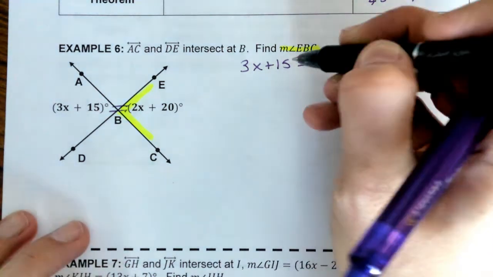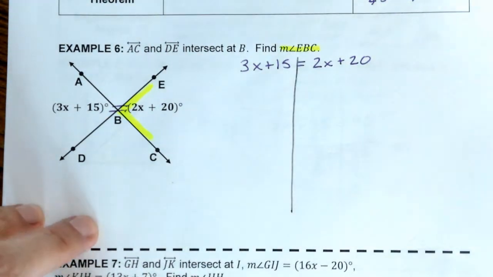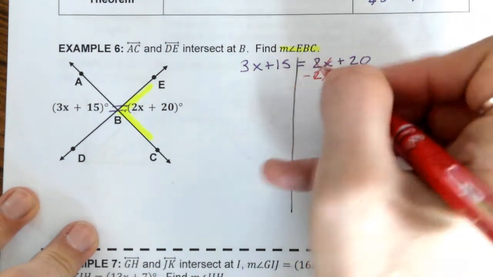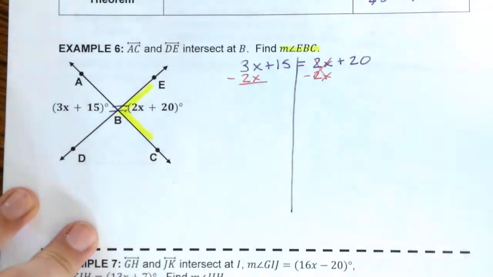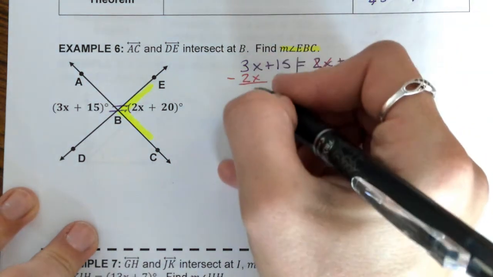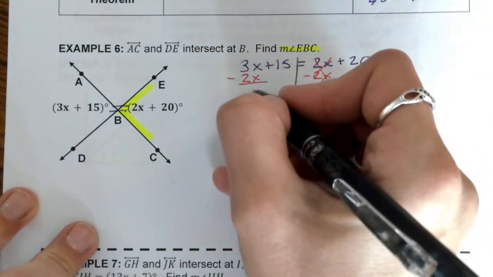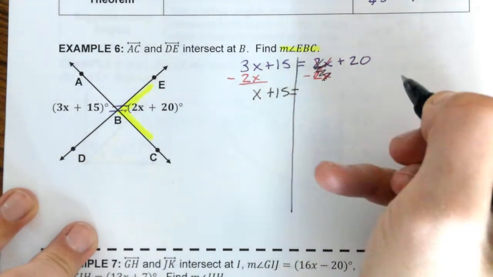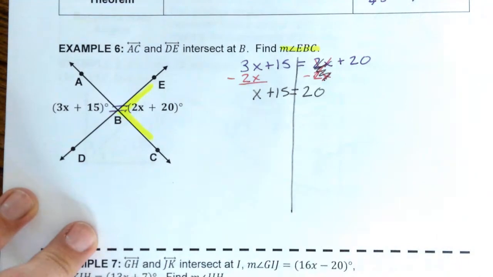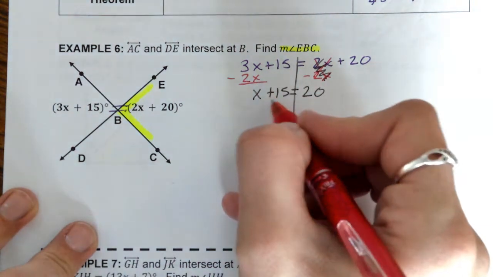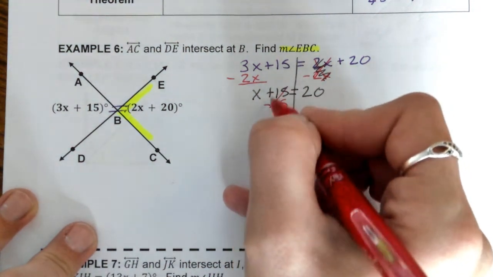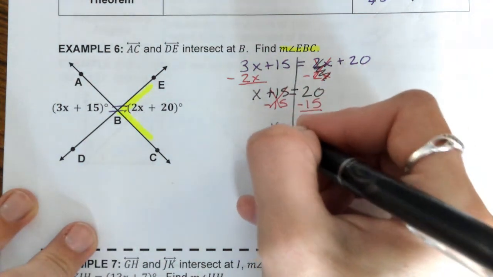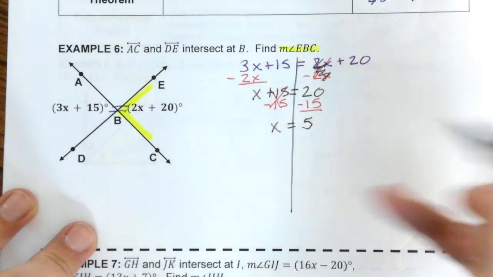When we solve, I'm going to move my smaller variable over here. I'm going to subtract that 2x to get rid of it. Subtract 2x. Over here, I have 3 x's, I take 2 away, I'm left with 1x. Bring down the 15. Over here, the 2 x's are gone. Bring down that 20. Then here, we need to get rid of that 15 by subtracting so they cancel. What we do to one side, we do to the other. Bring down that x, and x is going to equal 5.